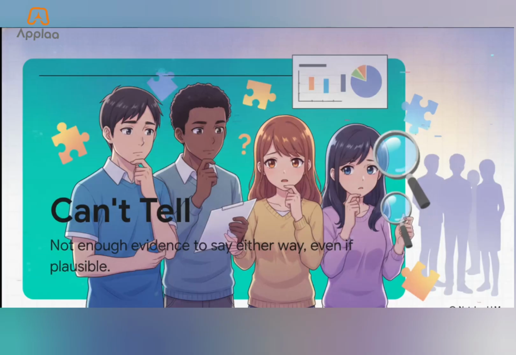And then we have the trickiest one of the bunch, can't tell. Listen, if a key piece of info is missing, or they suddenly introduce a brand new group or demographic or time frame that isn't in the text, the answer is can't tell. It honestly doesn't matter if the statement is 100% plausible in the real world. If the passage is silent, your answer has to be can't tell.